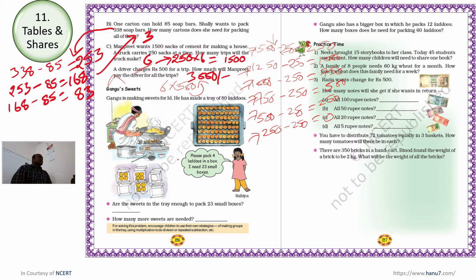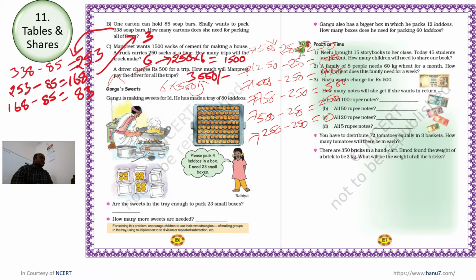Now we will move to the next question, that is Gangu is making sweets for Eid. He has made a tray of 80 laddus. You can see there are 8 rows, 1 2 3 4 5 6 7 8 rows, and 10 columns. So totally 80 laddus are there in the big tray. This girl Rabia is asking, please pack laddus in a box. She wants 4 laddus in a box, and she wants 23 such small boxes.